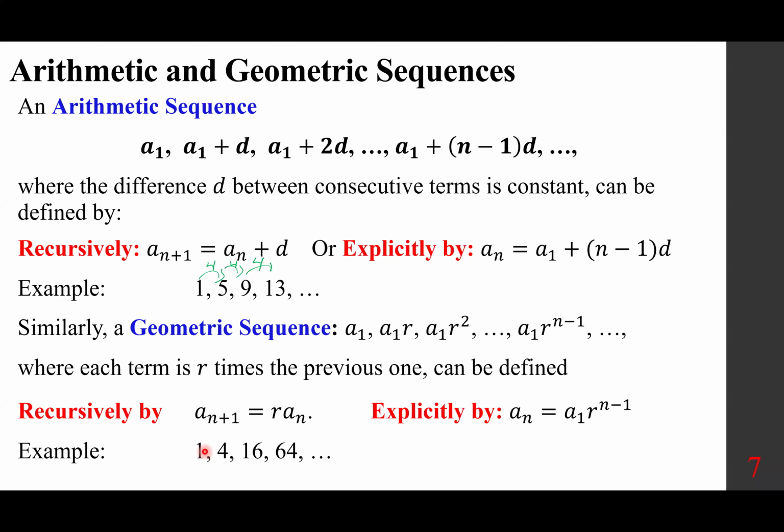Example: 1, 4, 16, 64. Notice if I multiply 1 by 4, I get 4. Multiply by 4, I get 16. Multiply by 4, I get 64, and you move on in the same direction. So you have a constant that you are multiplying by.